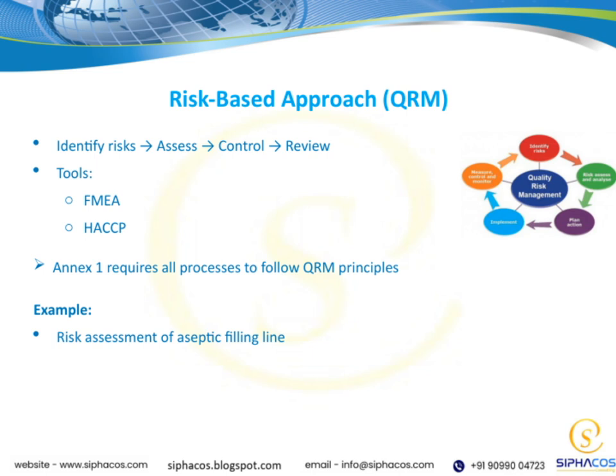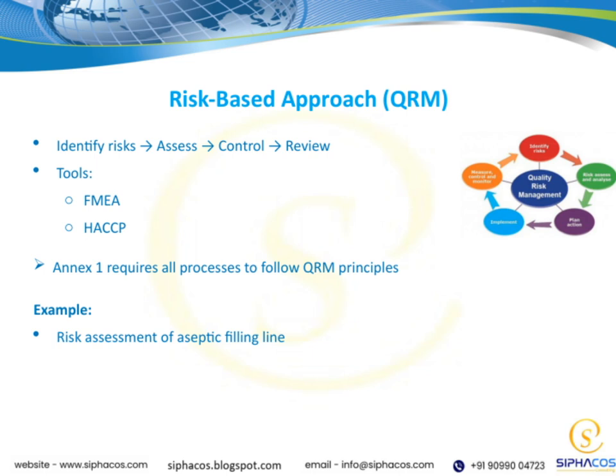Now, to support this approach, we use specific tools like FMEA, or failure mode and effects analysis, which helps us systematically evaluate potential failure points and their impacts. Another valuable tool is HACCP, which is particularly useful for identifying hazards and establishing critical control points, especially in food and pharmaceutical manufacturing. It's important to note that Annex 1 mandates all processes follow these QRM principles. This ensures a consistent, science-based approach to managing risks across the board.